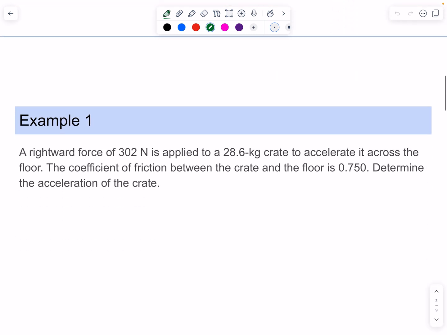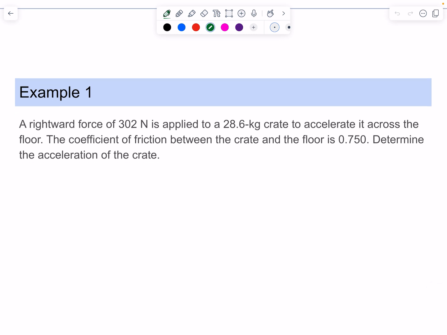Right? So for instance, a rightward force of 302 newtons is applied to a 28.6 kilogram crate to accelerate it across the floor. The coefficient of friction between the crate and the floor is 0.75. Determine the acceleration. So let's make a free body diagram here. I know that force of gravity is directed down. It's sitting on a flat surface, so normal force is directed perpendicular to that. It looks like a rightward force, so I have an applied force here. And it tells me that friction is present. So I know that friction prevents its motion, so it's acting in the opposite direction.